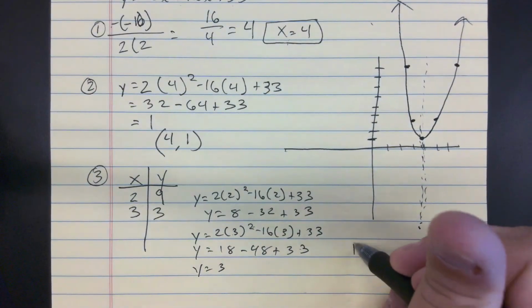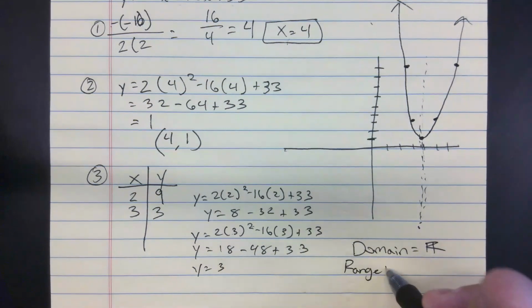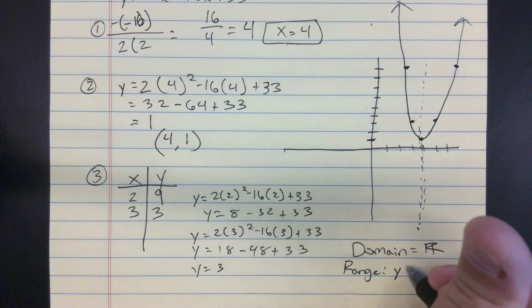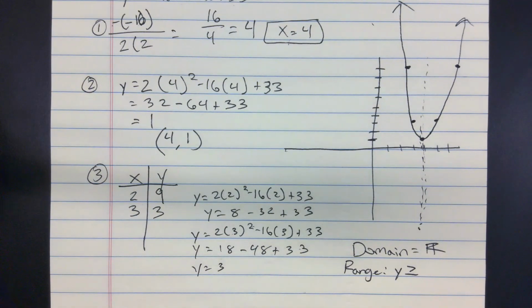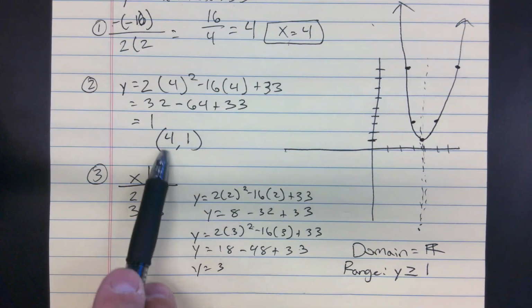Alright, so let's go. Domain is what? All real numbers. That's it. That one's easy. Domain's always all reals, no matter what. The range, so it opens up. So it's going to be y is greater than or equal to, because it opens up. What's the number? 1. Where does the 1 come from, Steve? From the y coordinate in the vertex.